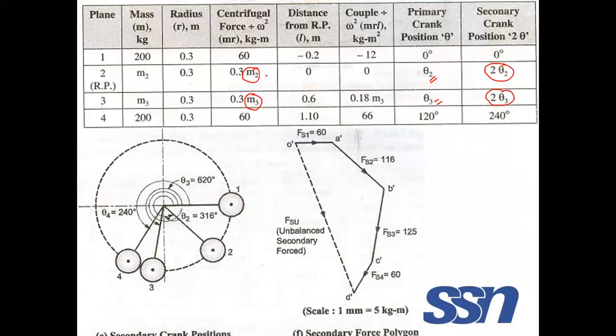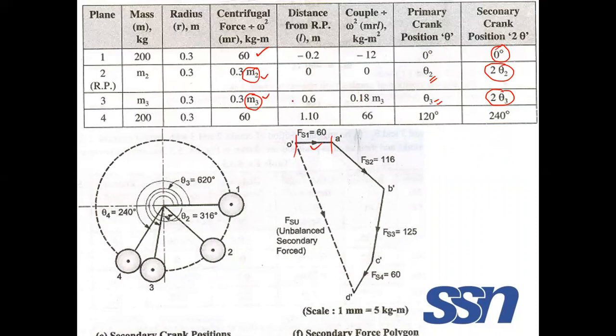We have to calculate only the unbalanced secondary force. That's what you are asked to calculate. Now, what is the direction for secondary? 0 degree for 60. So this is the starting point. 0 degree means horizontal. So you mark the 60, right?